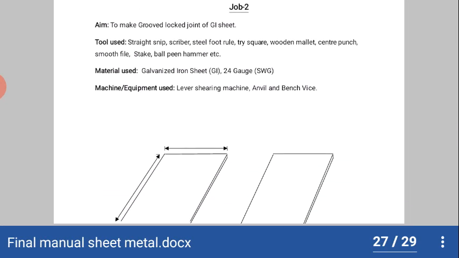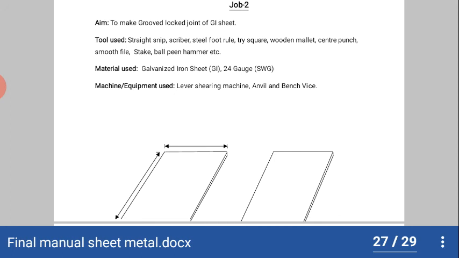That is the second job, to make a grooved locked joint of GI sheet. The tools used are straight snip, scriber, steel foot rule, tri-square, wooden mallet, center punch, smooth file, stake, ball peen hammer. Material used is galvanized iron sheet of 24 gauge. Students, and the machine is lever shearing machine.